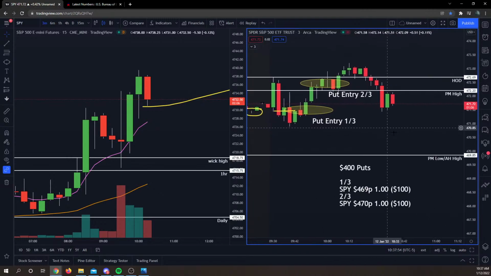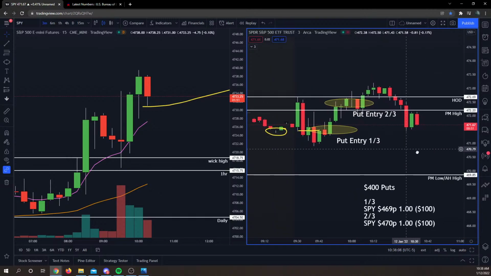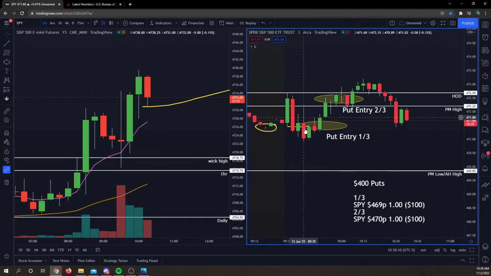So the last 50% or the last 2 contracts, depending where we're at, we might grab another 470 or a 469, a couple of 469s. We would be looking to see a cycle towards pre-market low. Now, during all this time, what did we do? We scalped calls up here, but we stayed.